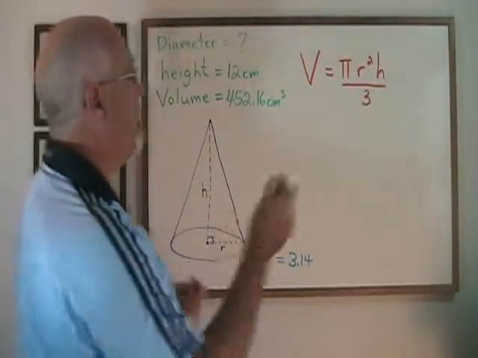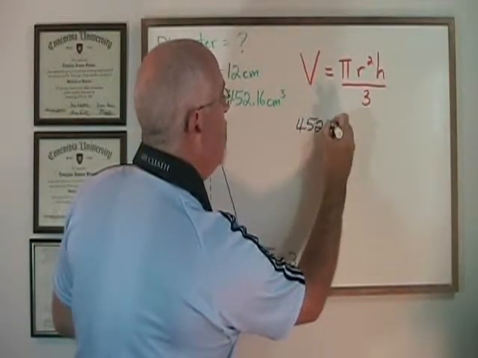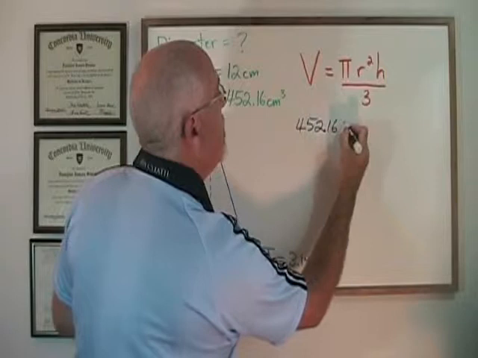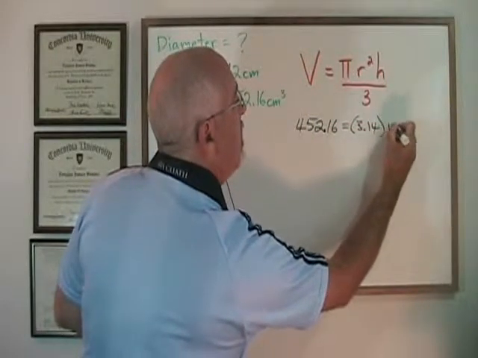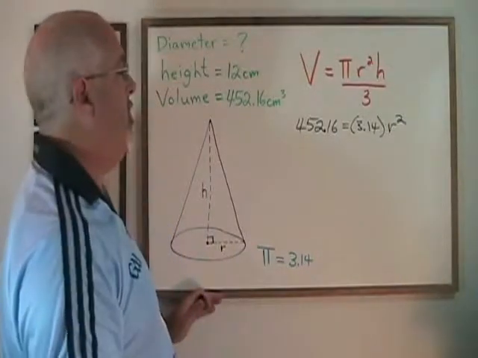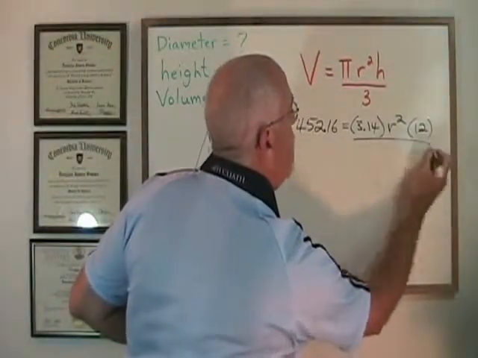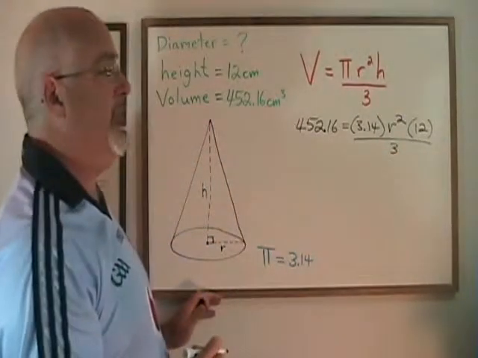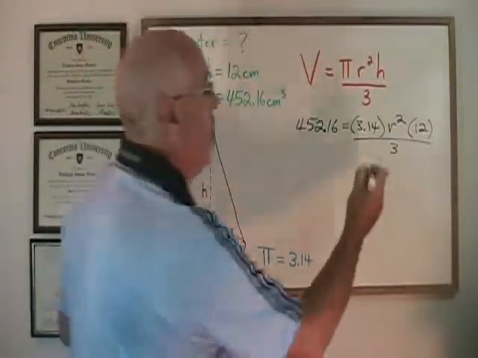Filling in the formula, the V is replaced by 452.16. Pi is 3.14. R squared will continue to be our unknown. The H is 12. And of course there's a 3 in the formula. The first thing I'm going to do is simplify this 12 and 3. 12 divided by 3 is 4.